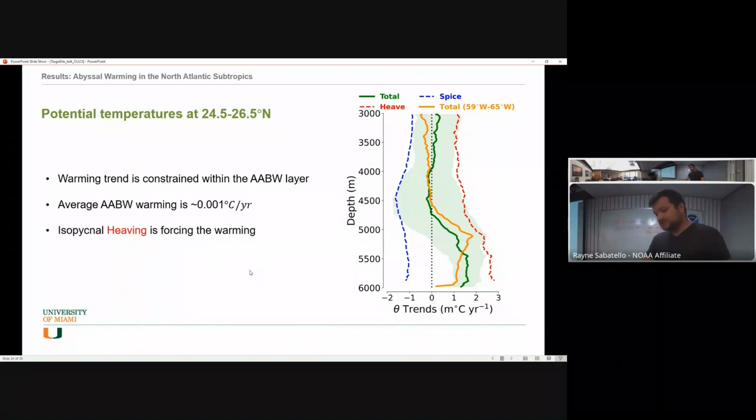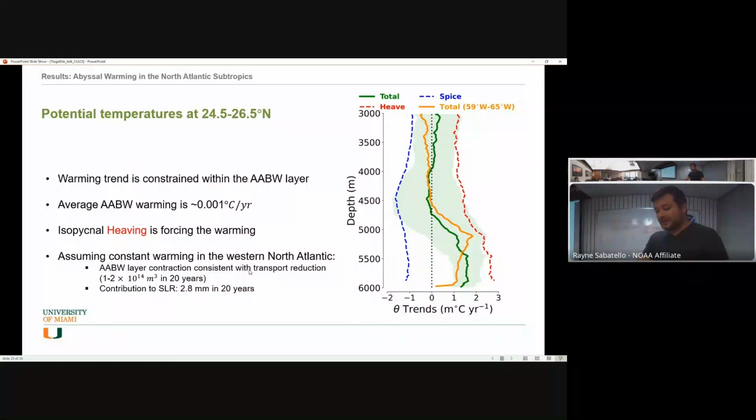Isopycnal heaving is the most important mechanism here due to forcing the warming again. Then we did some experiments, trying to do some rough calculations on what are the impacts of this, all right?